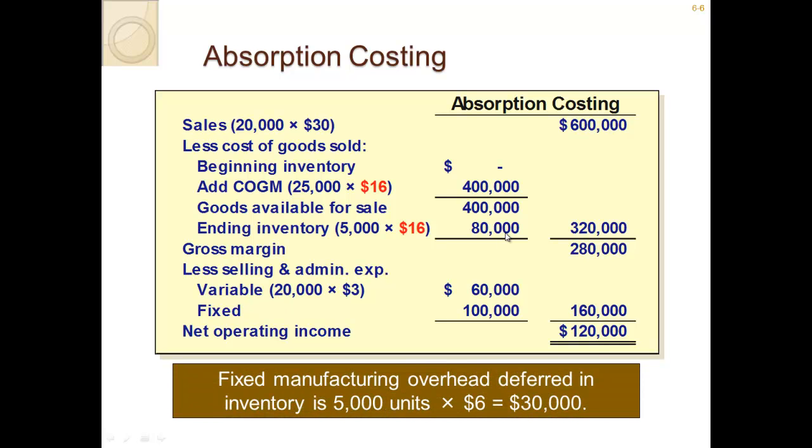Fixed manufacturing overhead is deferred in this inventory. So basically we've deferred fixed manufacturing overhead, which is happening at $6 per unit, right? The fixed manufacturing overhead per unit times the 5,000 units that are sitting in ending inventory. So we've deferred $30,000 worth of cost in absorption costing.